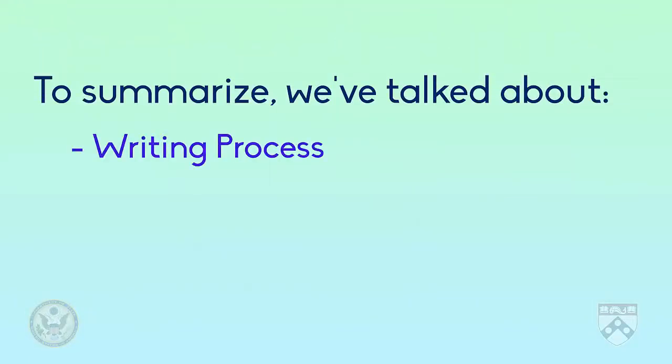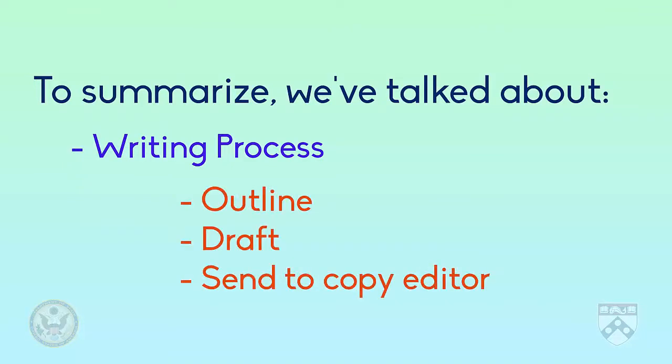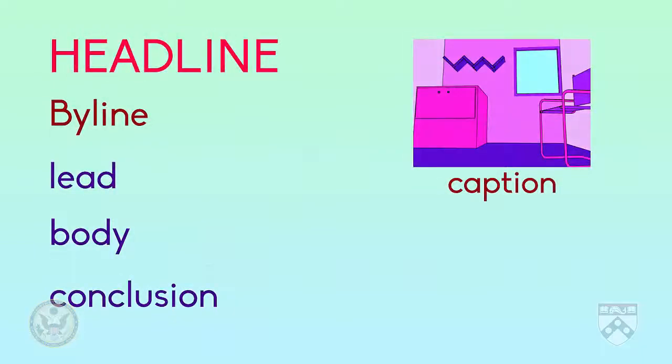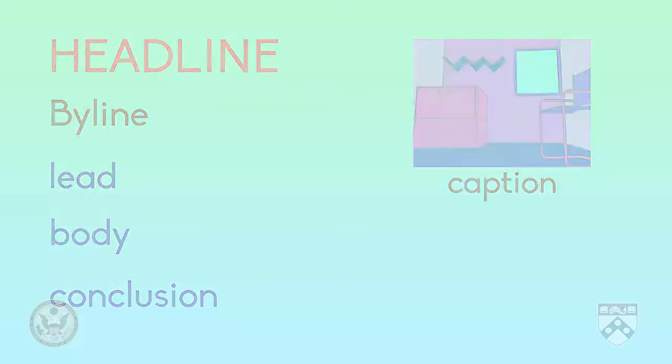To summarize, before an article is printed, journalists must complete three steps in the writing process. These are creating an outline, writing a draft, and getting approval from a copy editor. Once the article itself is written, a headline, byline, lead, body, and conclusion are also created. Captions should be written to accompany any image or graph. In the next video, we'll talk more about article leads.